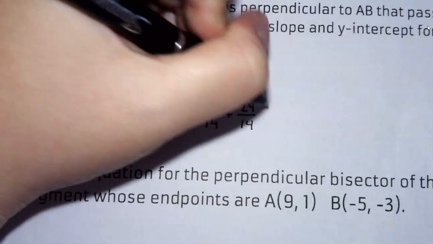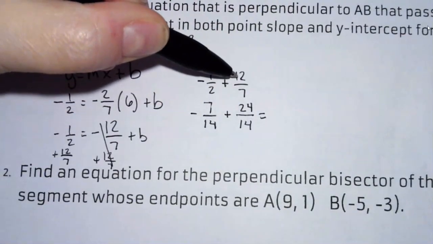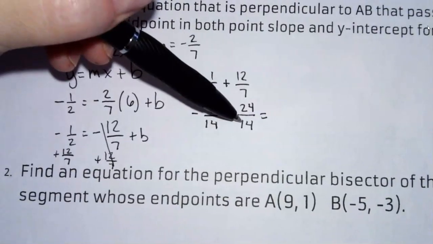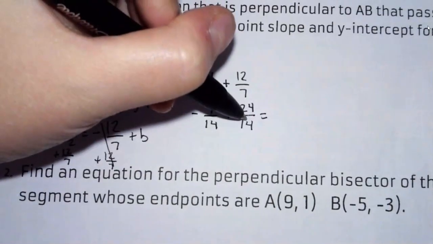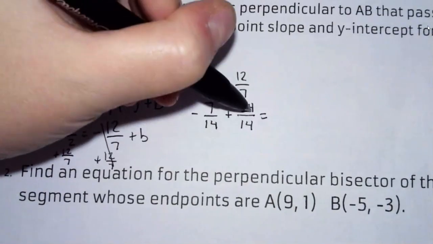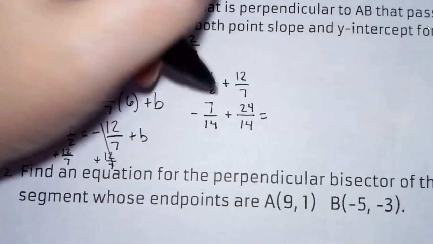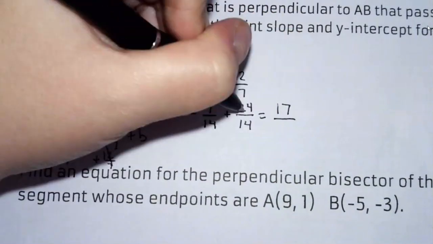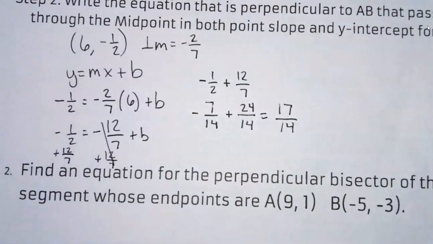And then for this one, it's 24 on top. Why is it 24? Why do we not multiply it by 7? Well, because you've got to multiply it by whatever it takes to get this denominator to 14. So that's 2. So we're going to multiply the top and the bottom by 2. So 12 times 2 is 24. 7 times 2 is 14. And then now we can just add: negative 7 plus 24, so it's going to be a positive number, is 7 over 14.